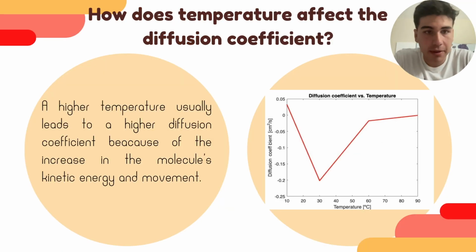You might be wondering, how does the temperature affect the diffusion coefficient? A higher temperature usually leads to a higher diffusion coefficient because of the increase in the molecule's kinetic energy and therefore its movement. This can be seen in our graph from 30 degrees Celsius to 90 degrees Celsius, where the diffusion coefficient increases with the increase of temperature.